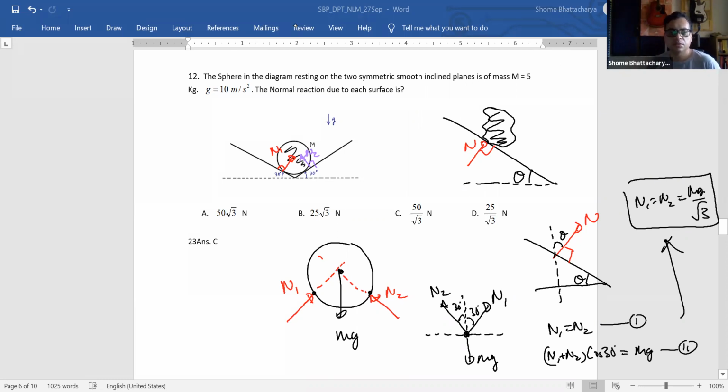Right. So next, I think somebody had a doubt in question 13. A couple of you had a doubt in question 13. So let's come to that.